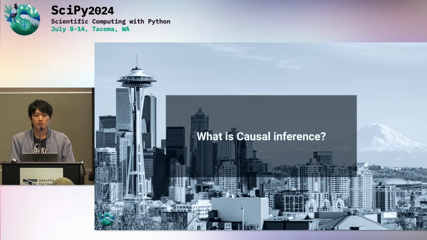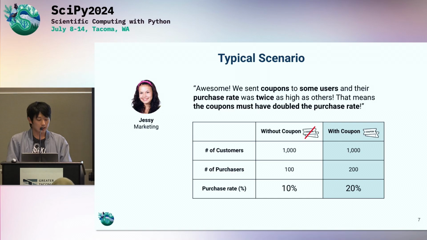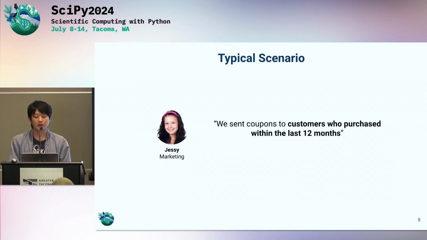So, what's causal inference? Let's explain a common business scenario. Let's assume that you are a data scientist and you are helping a colleague who is in charge of marketing. And she said this: we sent coupons to some users and their purchase rate was twice as high as others. This means the coupon doubled their purchase rate. Do you agree with her? What if she also said this? She says, we sent coupons to customers who purchased within the last 12 months. This is a problem. So what could the problem be?